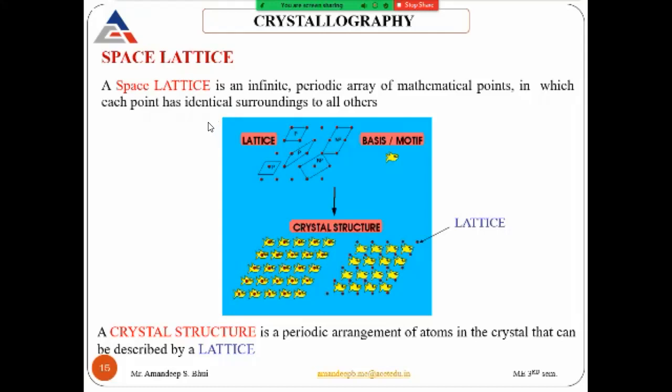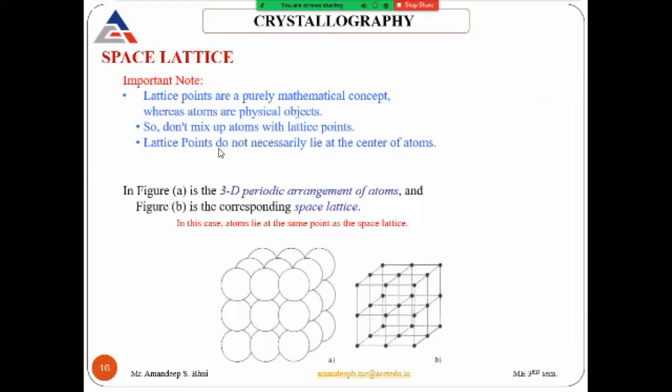in ordered, definite direction and spacing from each other. Okay. A crystal structure is a periodic arrangement of atoms in a crystal that can be described by the lattice. Okay, these are the lattice points. So here you can see the lattice points are a purely mathematical concept, whereas atoms are physical objects. So you need not mix atoms and lattice points with each other.